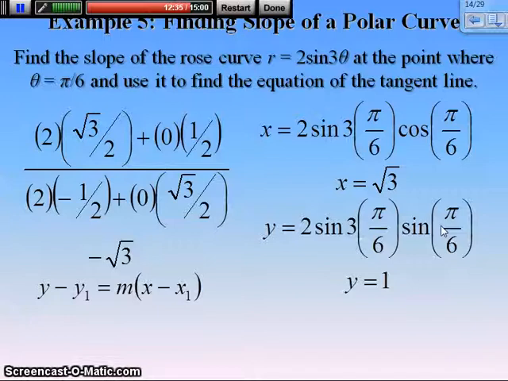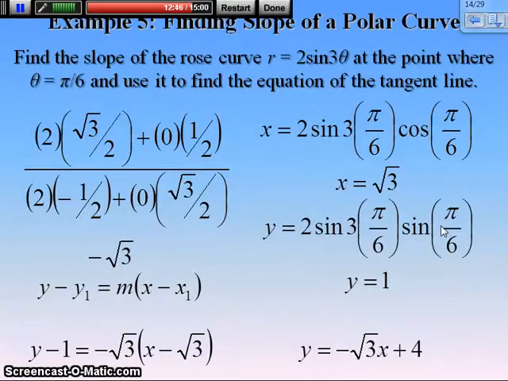Now I can take my coordinate point, radical 3, 1. I can take my slope, negative radical 3, and I can do my point slope form. Y minus 1 equals negative radical 3, x minus radical 3. And distribute your negative radical 3 through, add your 1 over here, and we get this final answer for the tangent line.